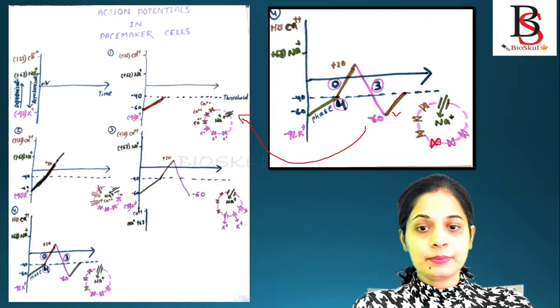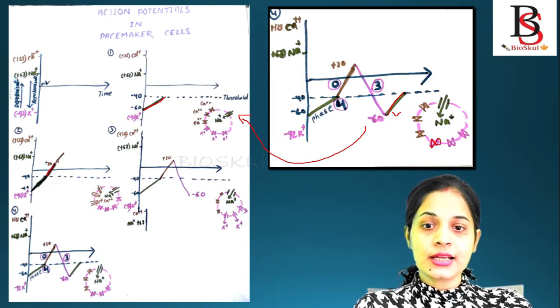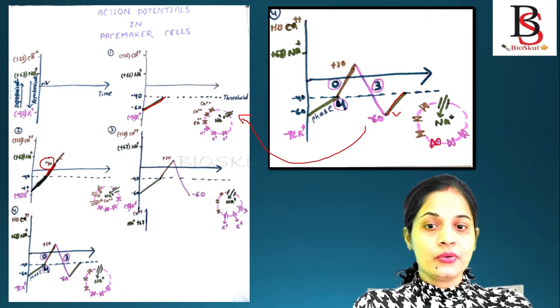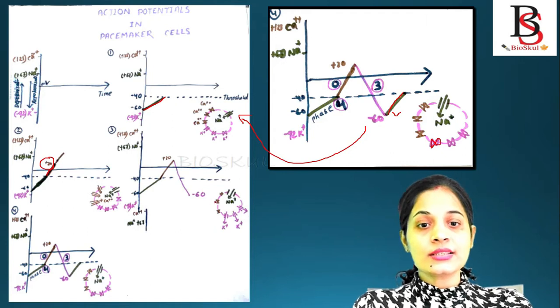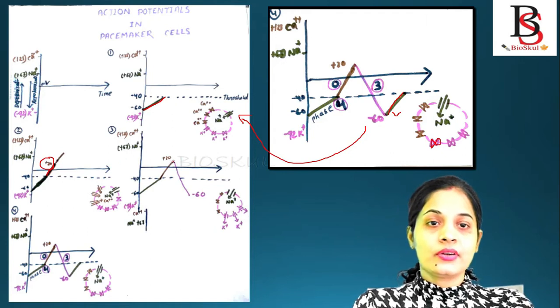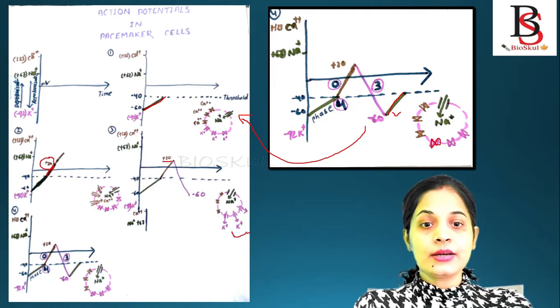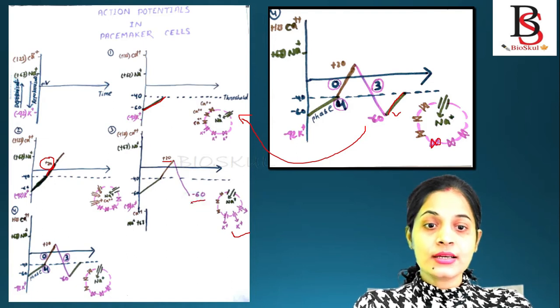Then in the next step, another ion, the calcium ion, moves into the cell. As the calcium ions move into the cell, the membrane potential reaches up to plus 20. The calcium channel, as it is a voltage gated channel, closes as soon as it opens, so it reaches only up to plus 20. As the calcium channel gets closed, the potassium channel gets opened. As the potassium channel opens, the membrane potential moves downward to minus 60 and the membrane gets repolarized.